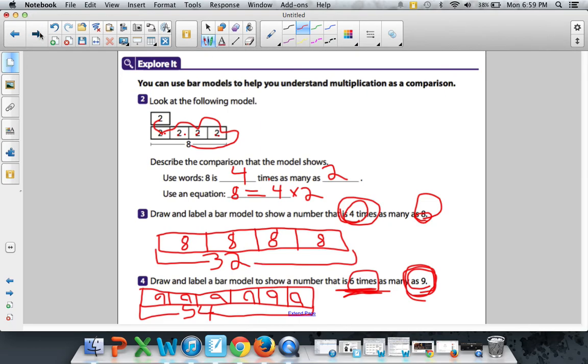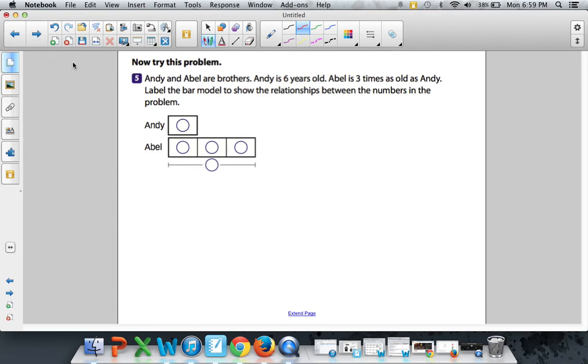All right, last one for tonight. Now try this problem. Andy and Abel are brothers. Andy is 6 years old. Abel is 3 times as old as Andy. Label the bar model to show the relationship between the numbers in the problem. Okay, no problem. So these circles are like blanks, and we have to write numbers inside of them. So how old was Andy again?